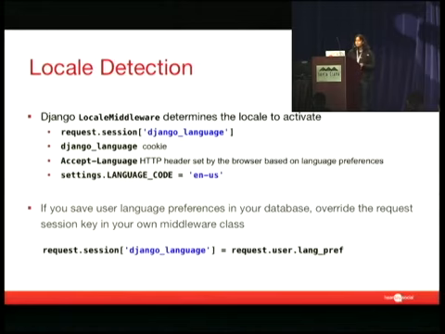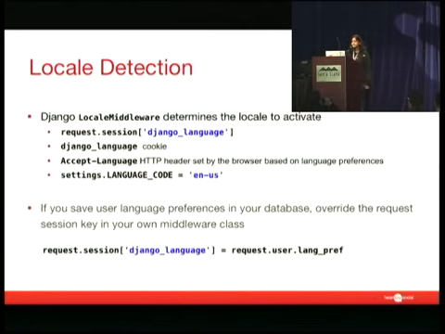So the Django locale middleware just simply goes through different parameters of your request to determine what language to activate. It'll first look at the Django language session key, and it'll look for any locale that's available in that request session. And if it's not, then it actually falls back to the Django language cookie that may be set in your browser. Failing that, it actually will look at the accept language header in your request, which is essentially set by your browser with your language preferences in order of priority.